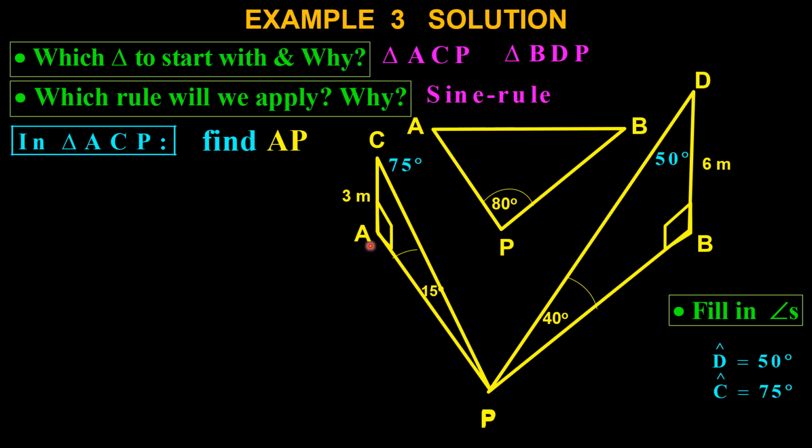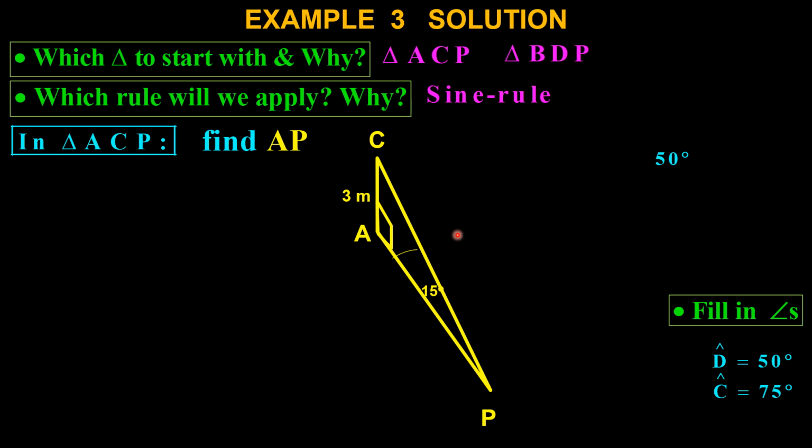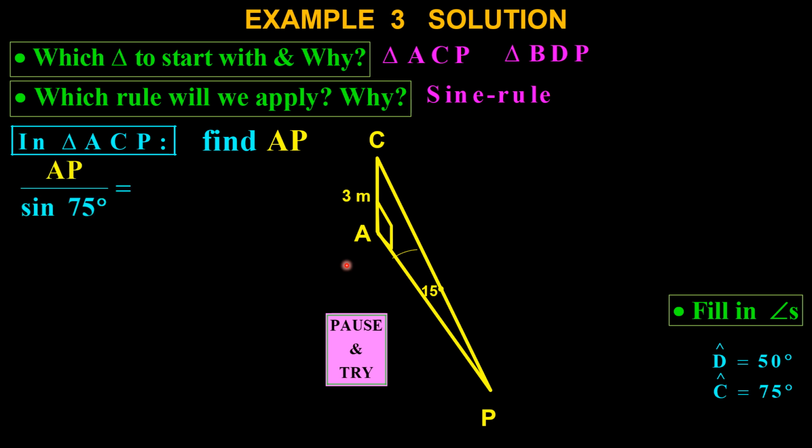Why AP? Because if I have AP, I can use it there. This AP and that AP is the same, so I will work out AP. Let's get rid of the other triangle so we can focus only on the triangle ACP. Just cover up the others so you're not distracted. Now you're going to pause it and work out AP using the sine rule. This is very easy, 2 minutes at most.